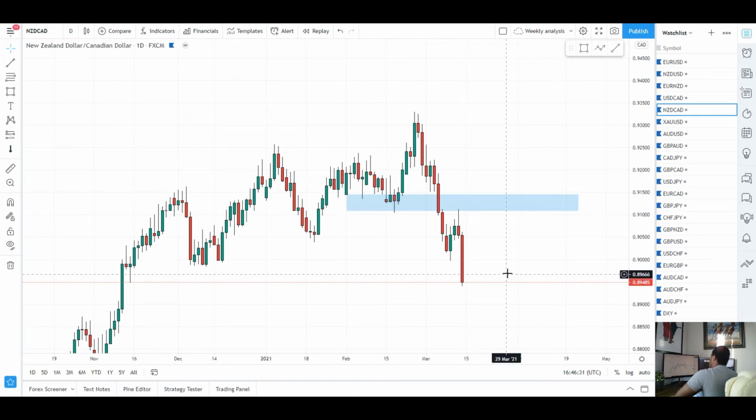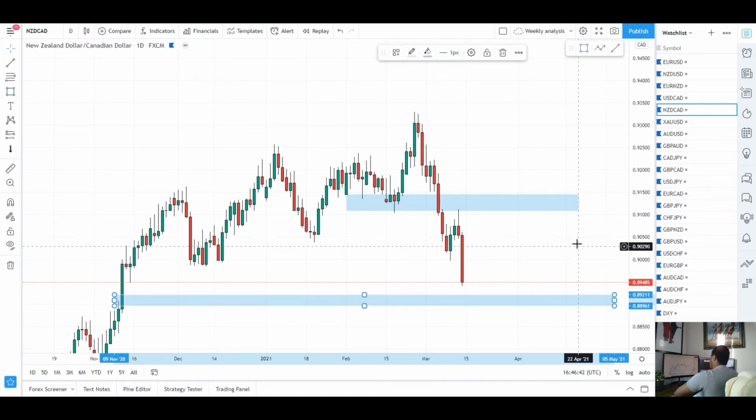So I did say last week, expect to see a bit of retracement back into this level, then expect to see a move back down to 0.89 and potentially even further. So 0.89 is this level here, so I still do think we can see further downside potential for NZD CAD. You can see that very strong bearish close there on the daily and also on the weekly time frame.